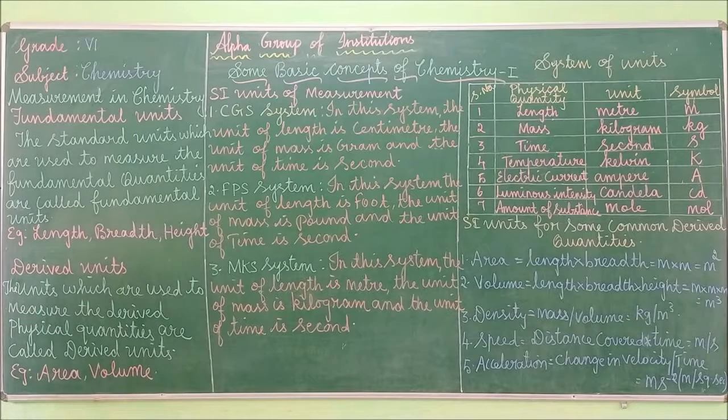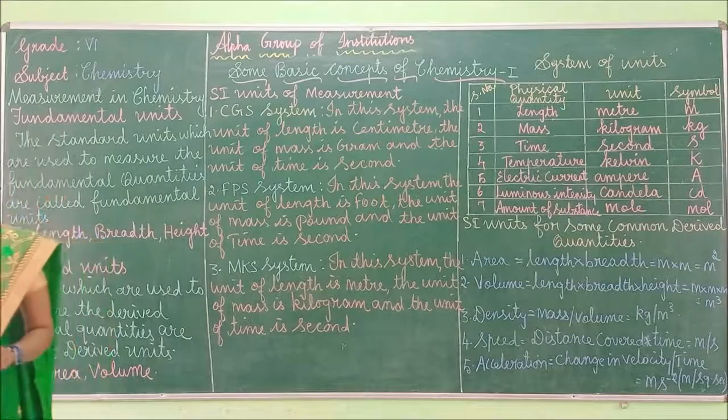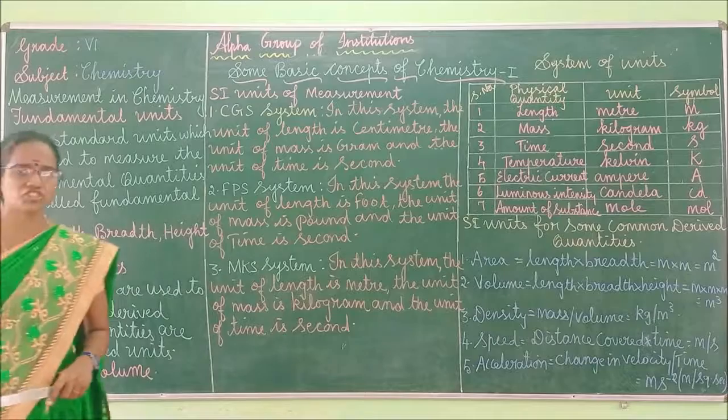Then what is meant by derived units? The units which are used to measure the derived physical quantities are called derived units. Example, area, volume. Now you know the difference between fundamental units and derived units, isn't it, children? Both are very important 2 mark questions.